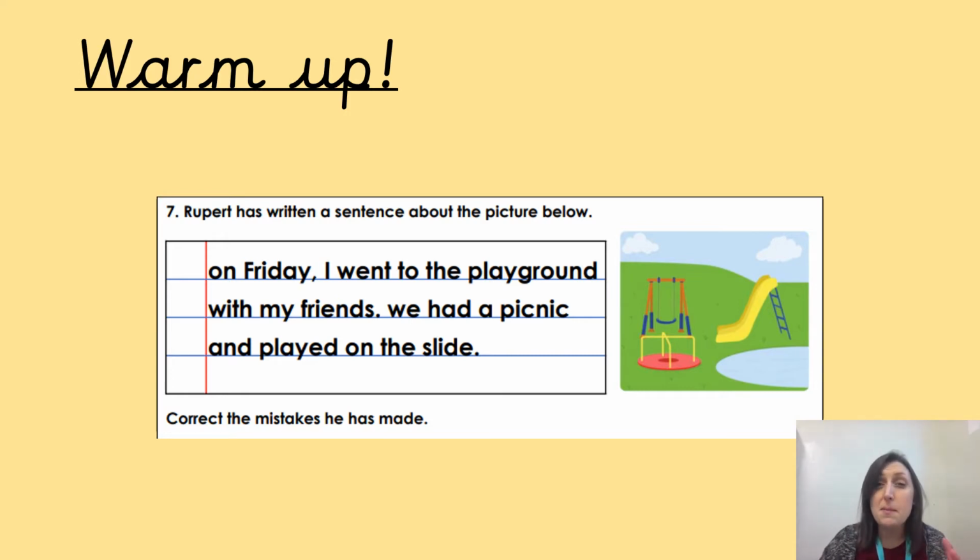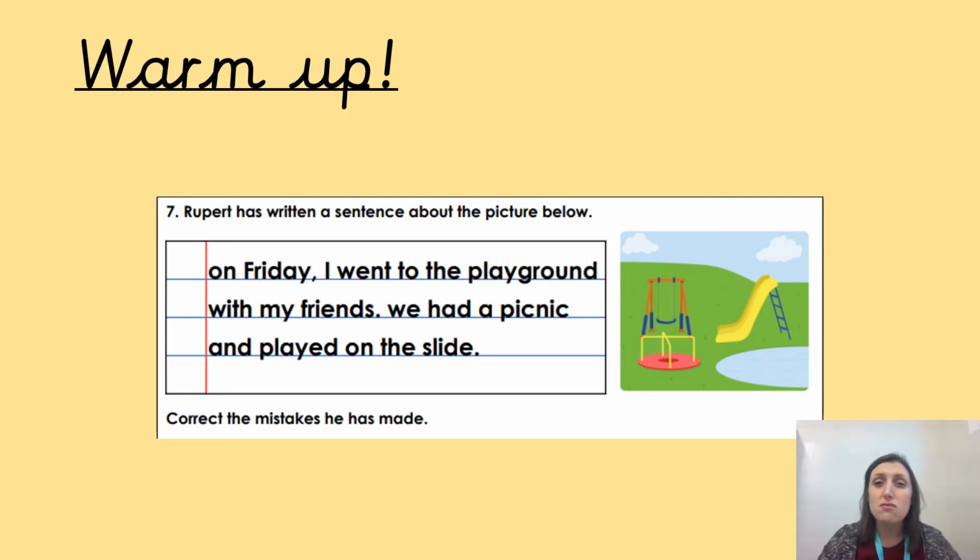So it's still about your capital letters and full stops, and you are going to have to be a detective again and put your detective glasses on and spot the mistakes in this sentence. It says, on Friday, I went to the playground with my friends. We had a picnic and played on the slide. Now, all of the words have been spelt correctly, but there are not capital letters in the right places.